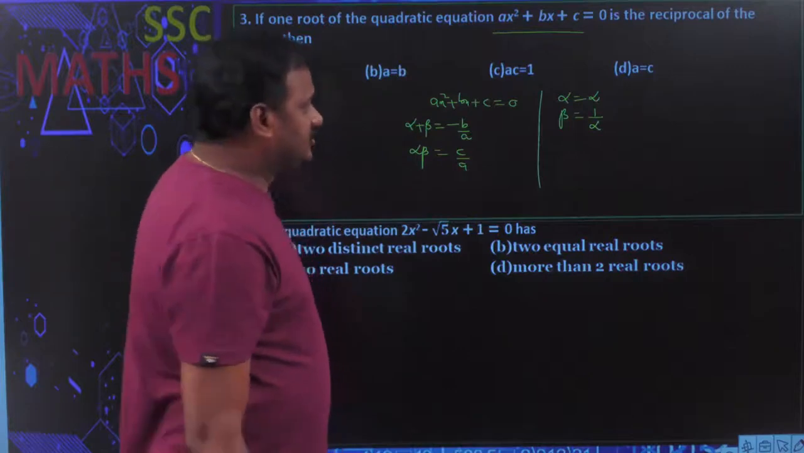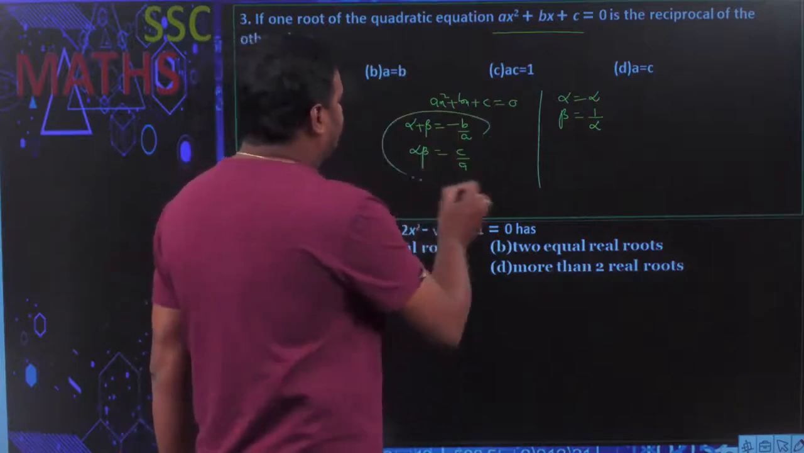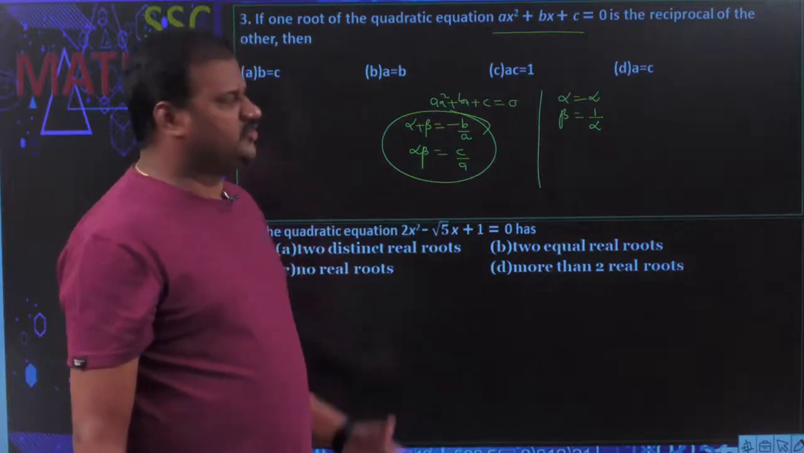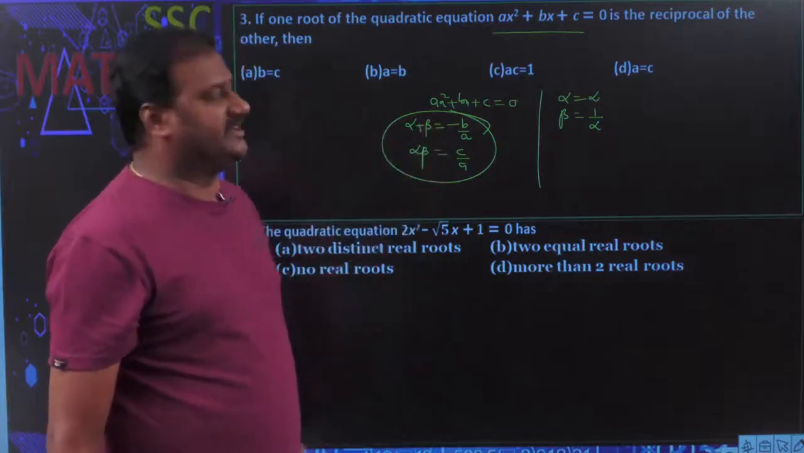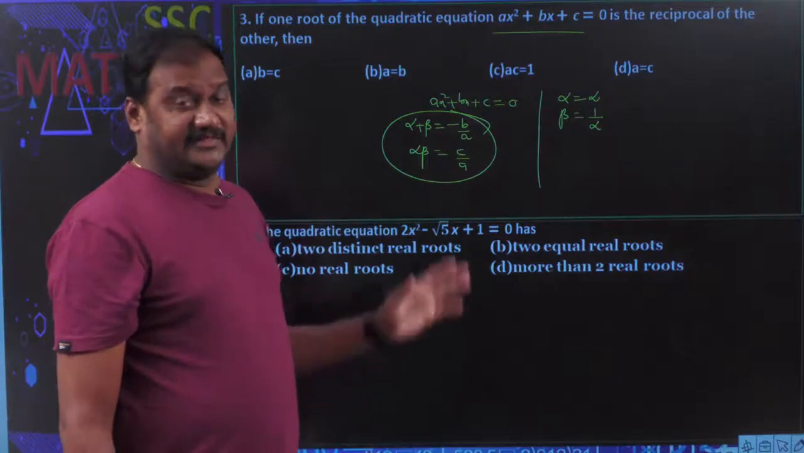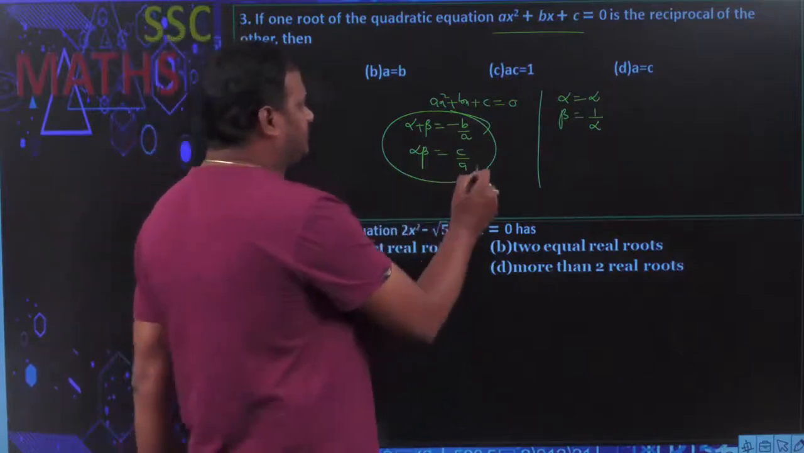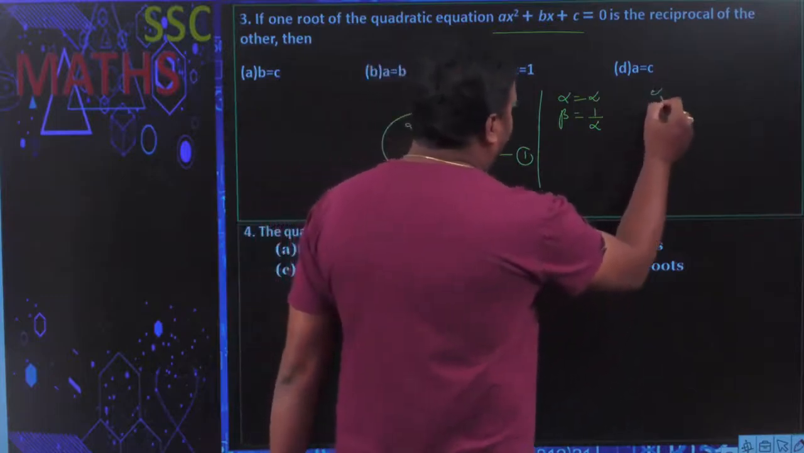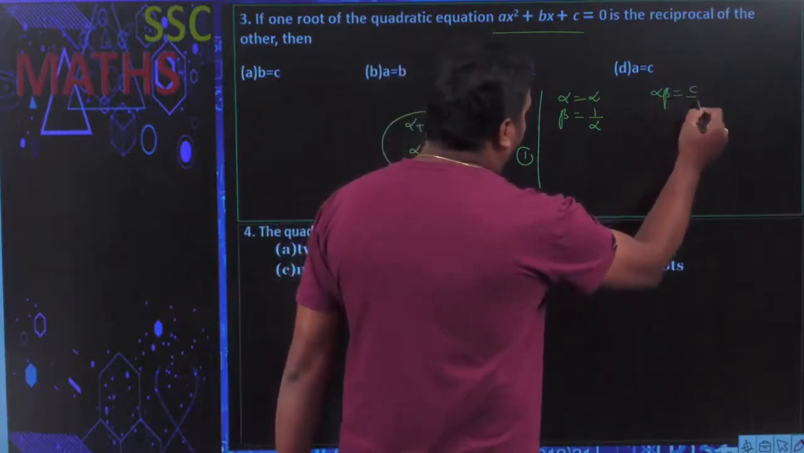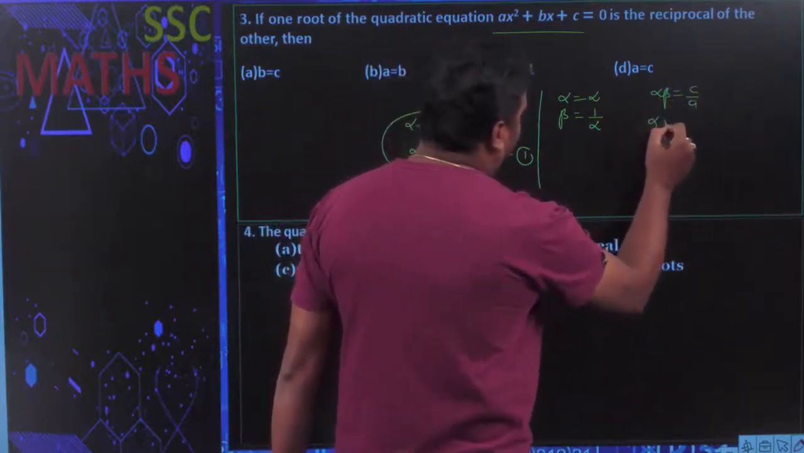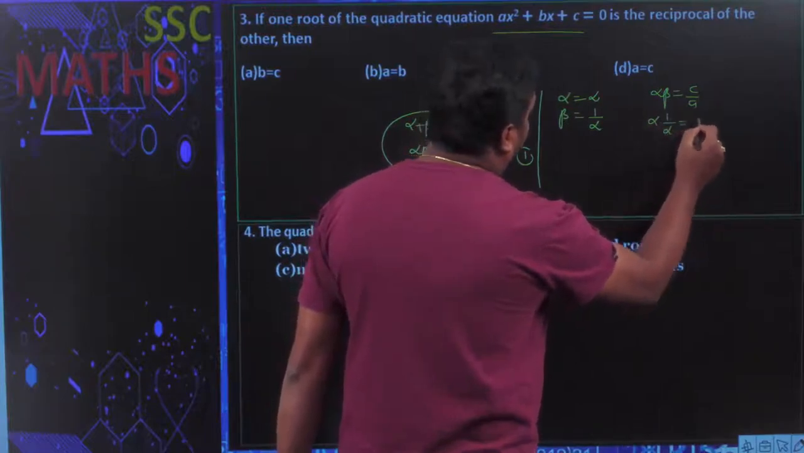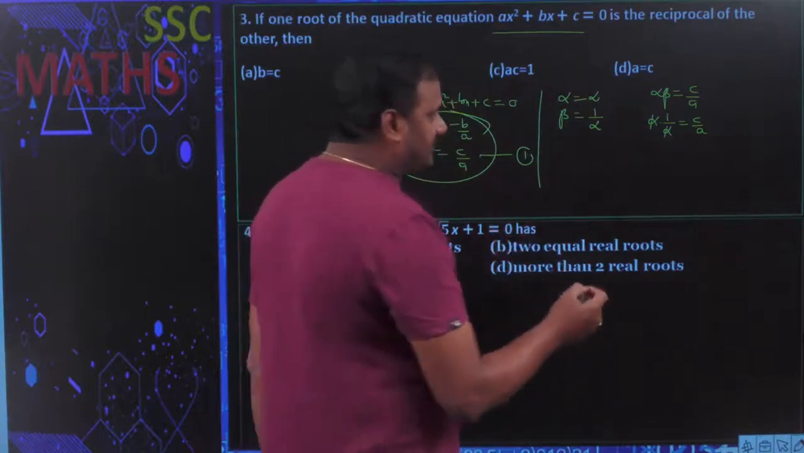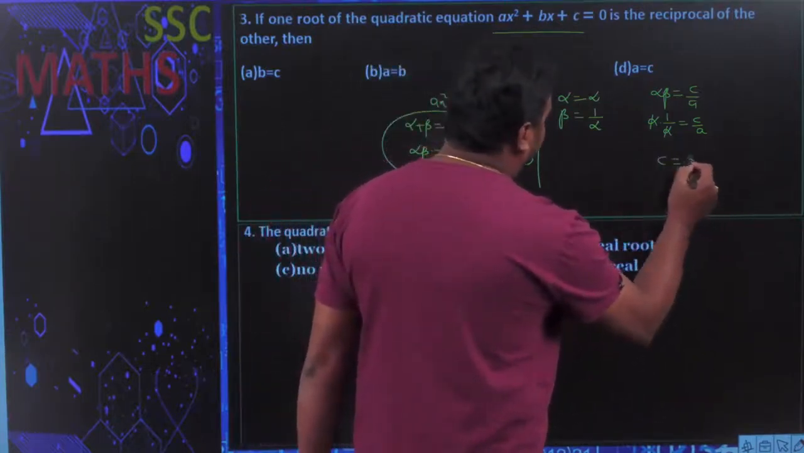Got my point? So now here you have two pieces of information: alpha plus beta equal to minus b by a, alpha into beta equal to c by a. Choose one of these two in order to get the relation between the coefficients. I am going to choose alpha into beta is equal to c by a. Alpha is equal to alpha, beta is equal to 1 by alpha, is equal to c by a. So alpha and alpha get cancelled. Then 1 is equal to c by a, therefore c is equal to a.